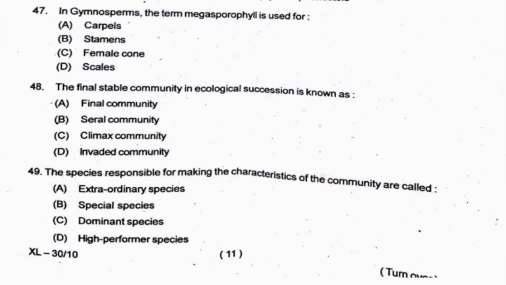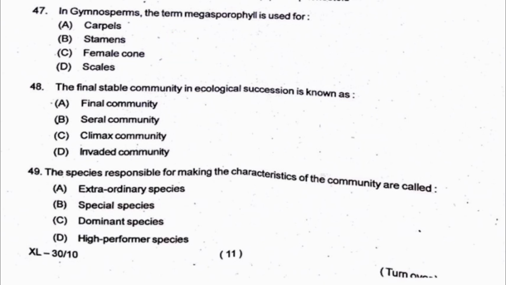Next, question number 47. In gymnosperm, the term megasporophyll is used for option A, carpels, option B, stamens, option C, female cone, option D, scales. So megasporophyll bears megasporangia. In seed plants, the female gametophyte is produced inside the megasporangium. Fertilization and embryo formation occur there. So the correct answer is option A.